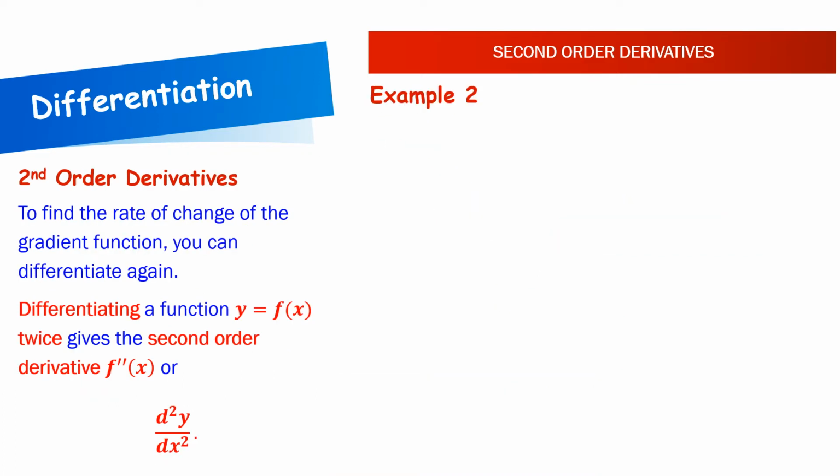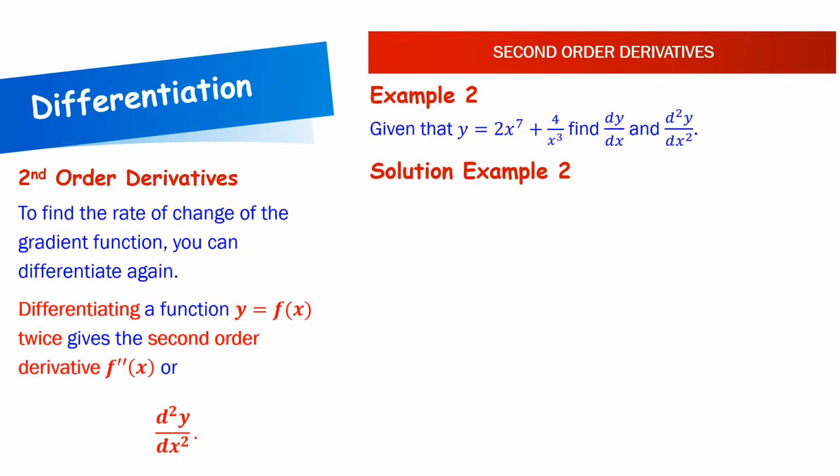Let's now take a look at another example. Given that y equals 2x to the power 7 plus 4 over x cubed, find dy dx and d2y dx squared. So let's solve this. We can rewrite y as 2x to the power 7 plus 4x to the minus 3.